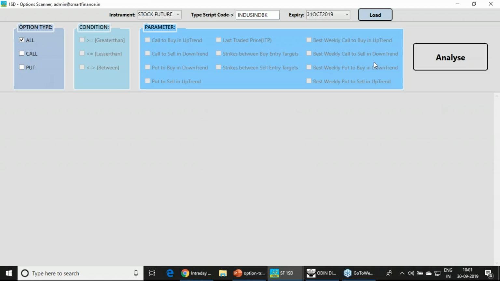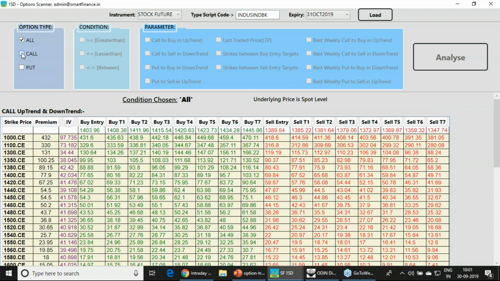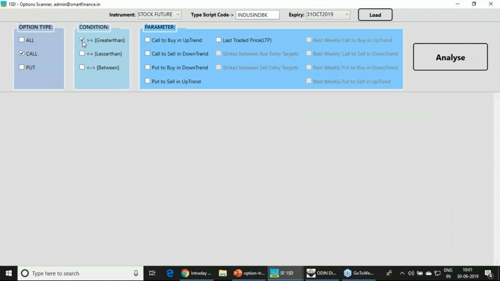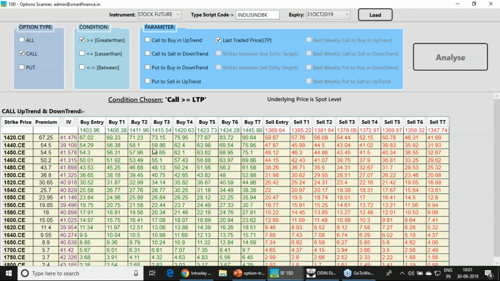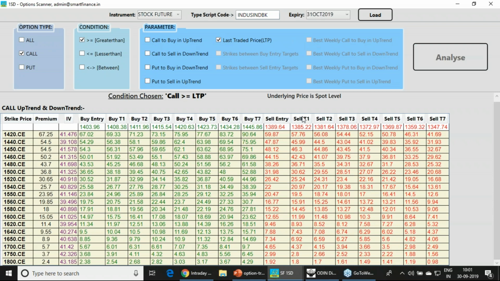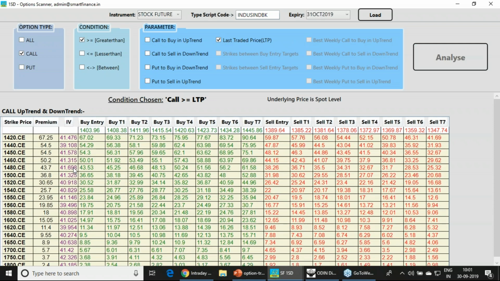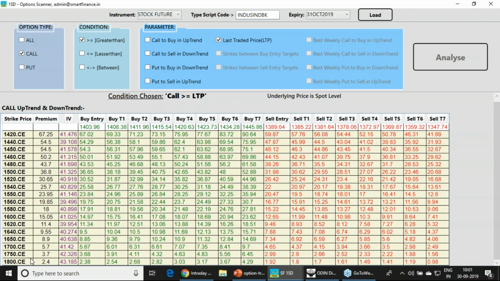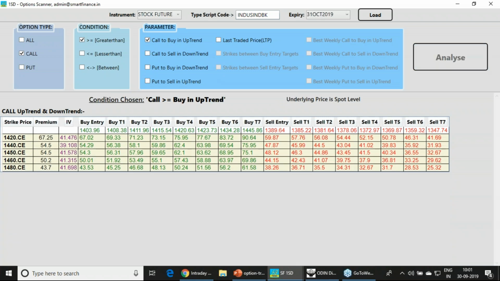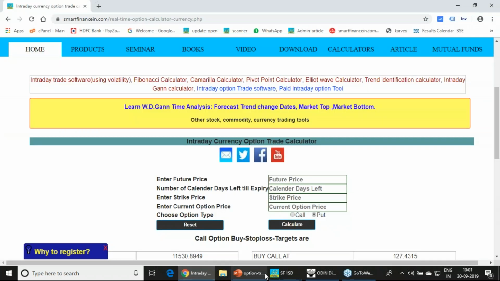I'm loading the data. I'm going to analyze all call options and put options, whatever is available. So now I'm going for the call options, and I want the call options greater than the last traded price. See, all things I'm showing. These are the strikes which are above the last traded price. Call options, from 1420 above till 1800 you have all call options. So call options to buy in uptrend are here. IVs are here. So these are the 5 strikes recommended.